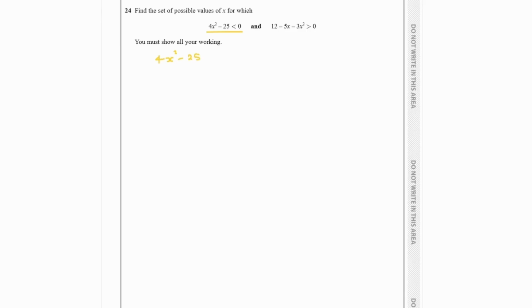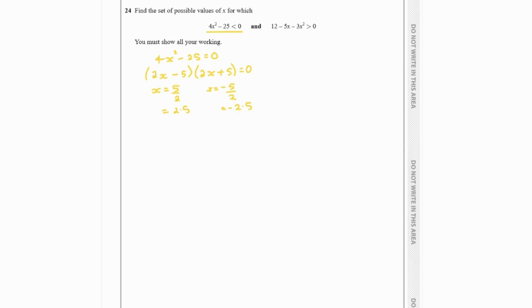So as we can see, this is a difference of 2 squares, so we can factorize this as 2x minus 5 and 2x plus 5. And this is equal to 0, so if we find the solutions for this, the first solution would be x is equal to 5 over 2, and the second solution would be x is equal to minus 5 over 2, which is the same as 2.5 and minus 2.5.